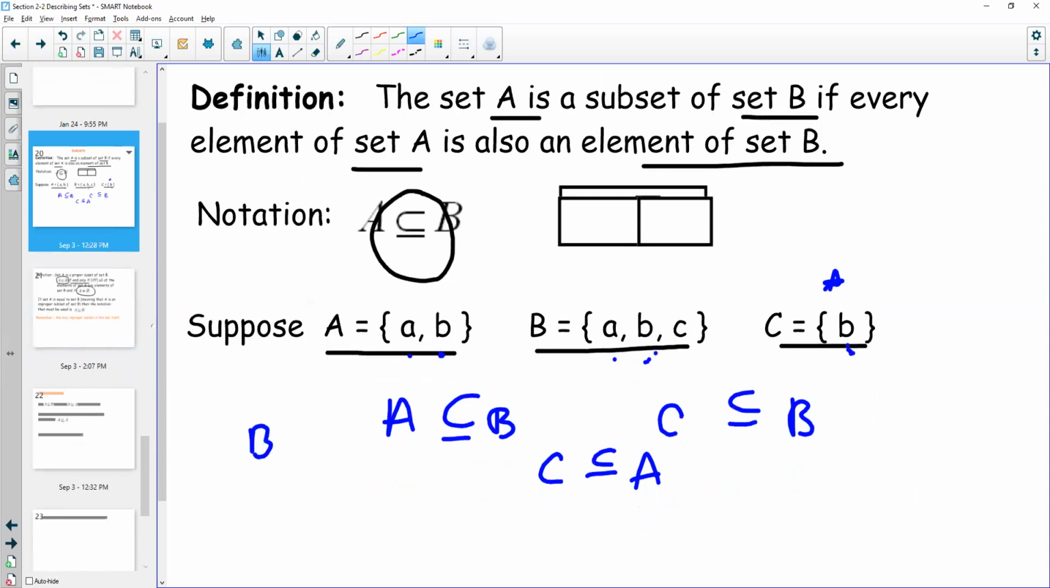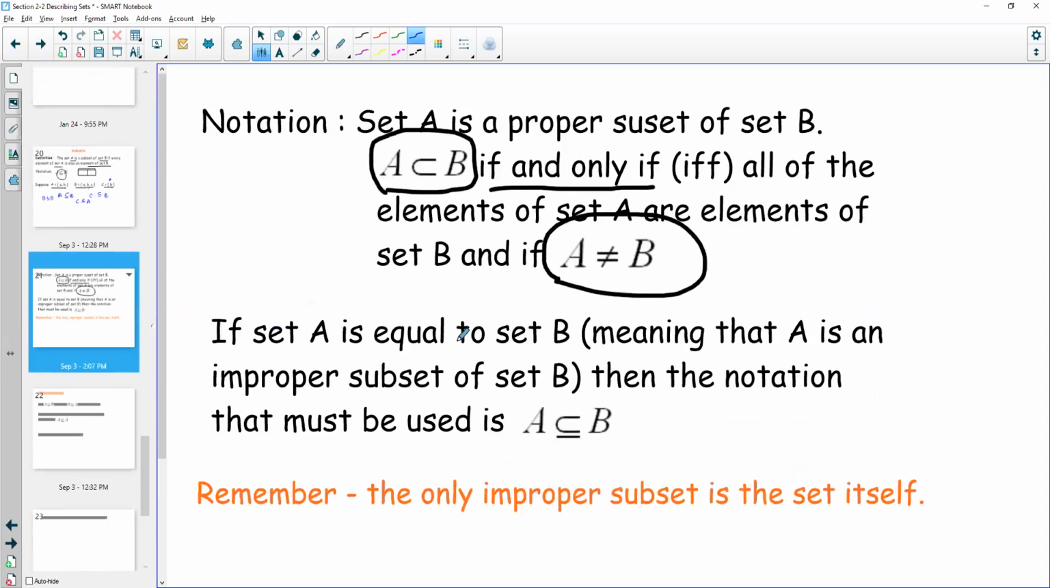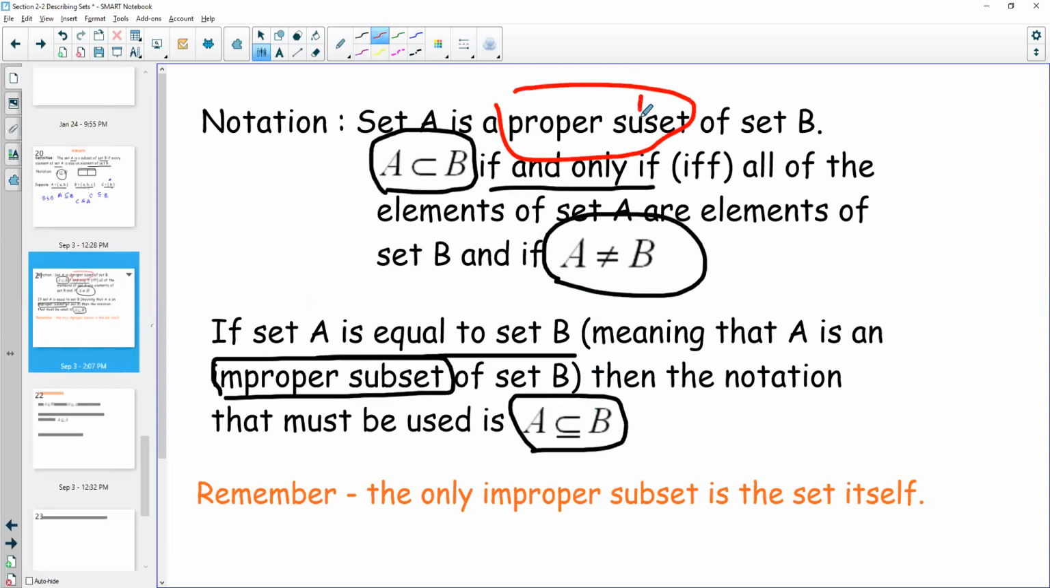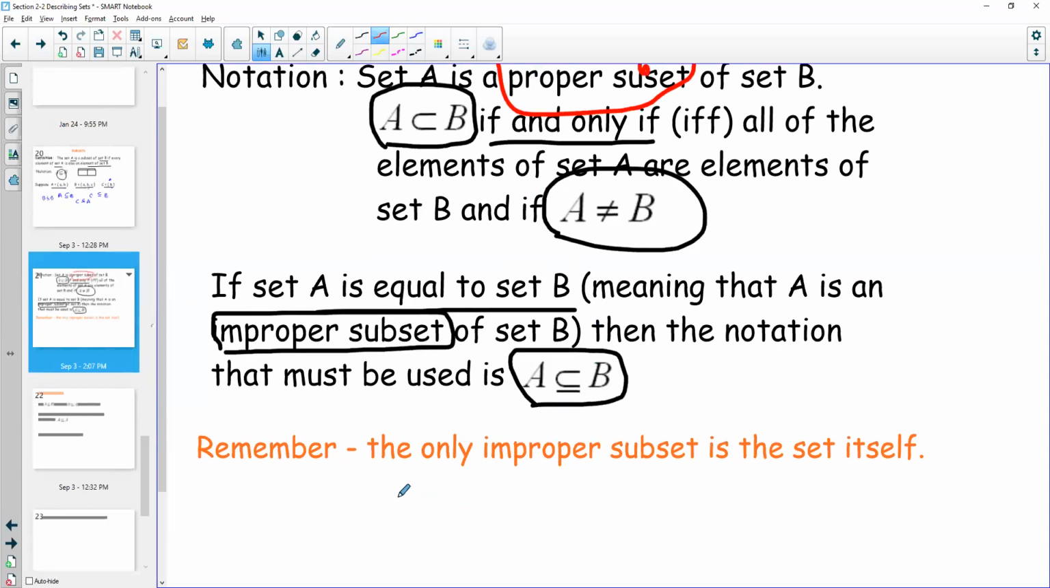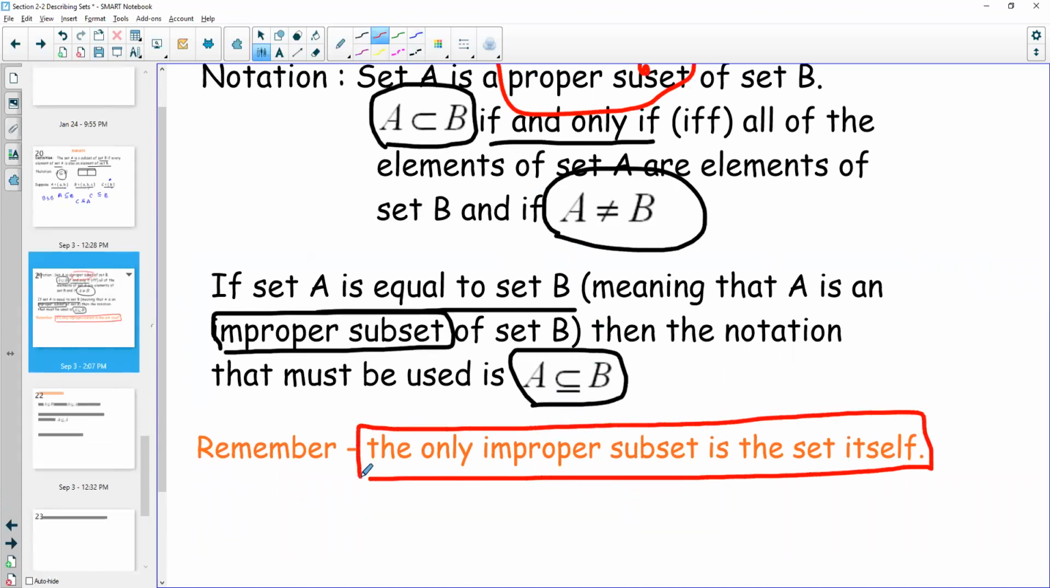C is a subset of B. They have all the same things, right? This says that it's only proper if the things aren't equivalent. So if set A is equal to set B, that means it's called an improper subset. The only thing that we can say at that point is that it is a subset, just not a proper one, okay? Oh, that should be a subset spelling. The only improper subset when we're writing subsets is the set itself, okay? All right.